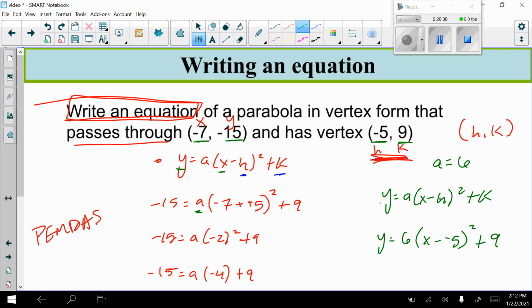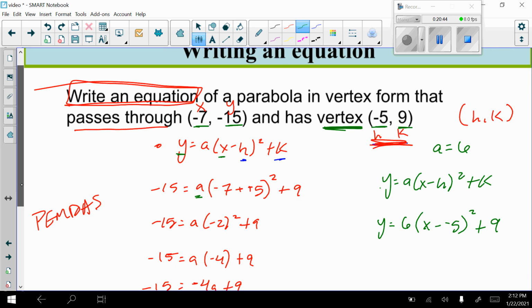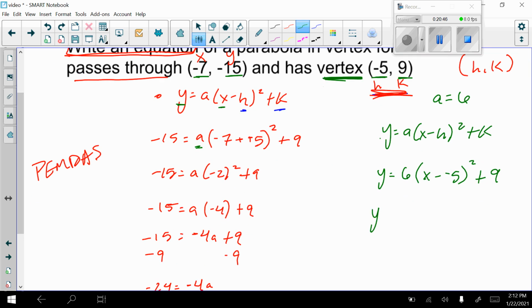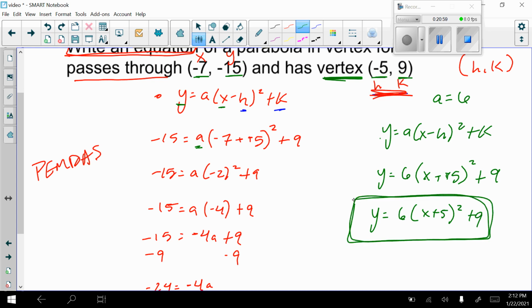Remember, I'm getting h and k because I'm told that this is the vertex, and the vertex always is represented by h and k in my equation. We can simplify this just a little bit. X minus -5, that's like adding, so I can think of that as (x plus 5) squared plus 9. And there you go. There's my equation in vertex form.